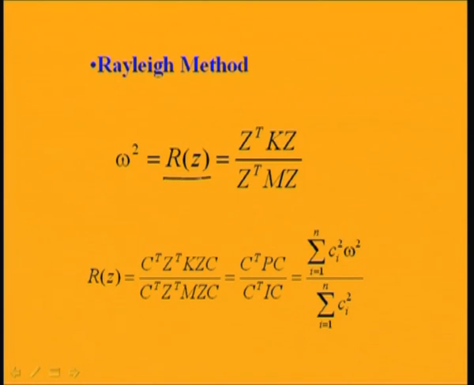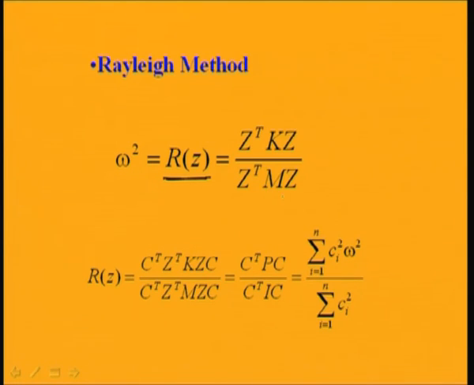This is written as the Rayleigh quotient R(z), and omega square is the approximate value. To find the approximate value we can take an approximate function z. By taking that function I can write the Rayleigh quotient equal to z transpose K z by z transpose M z, where K is the stiffness matrix and M is the mass matrix of the system. This is for a discrete system, and z can be taken in such a way that z transpose M z is a unity matrix and z transpose K z is a diagonalized matrix.